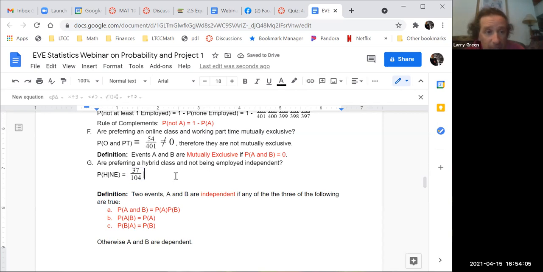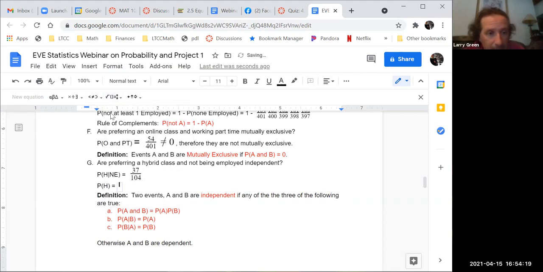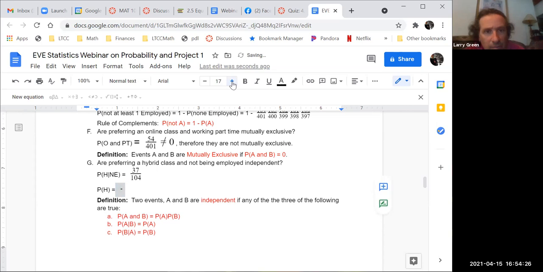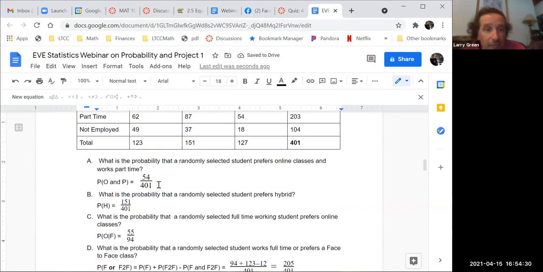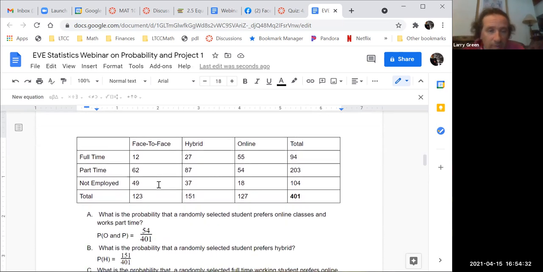And let's find out the probability of preferring hybrid. Okay, so let's get a fraction out of it. Okay, so let's go back, find the probability of preferring hybrid. What's that going to be?